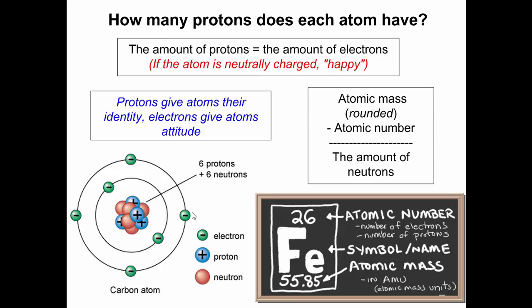So how do we find the number of neutrons? We take our atomic mass and we round it, and then we subtract the atomic number. So for iron, we're going to take 56, which is our atomic mass. We're going to round it, and then we're going to subtract 26, which is our atomic number. So 56 minus 26 equals 30. So that's 30 neutrons.